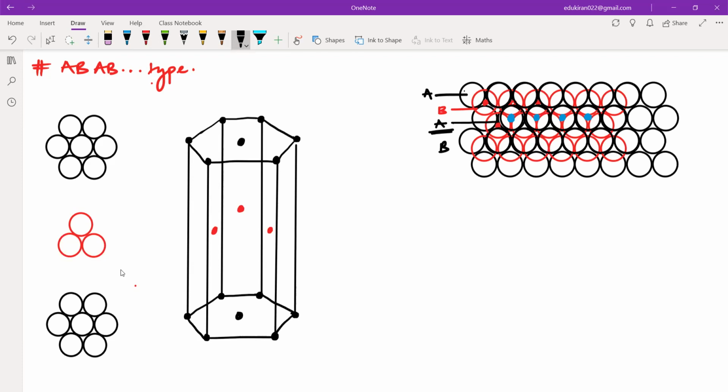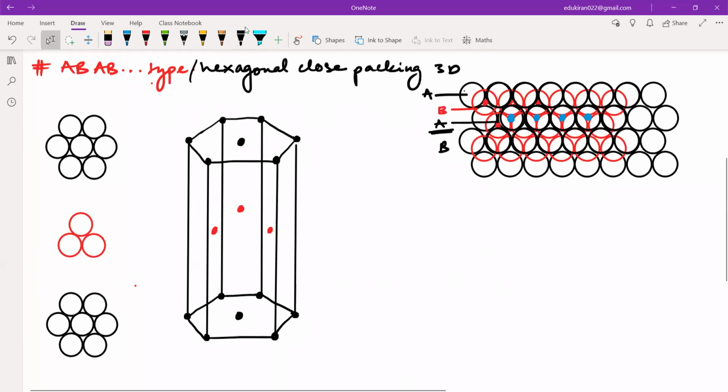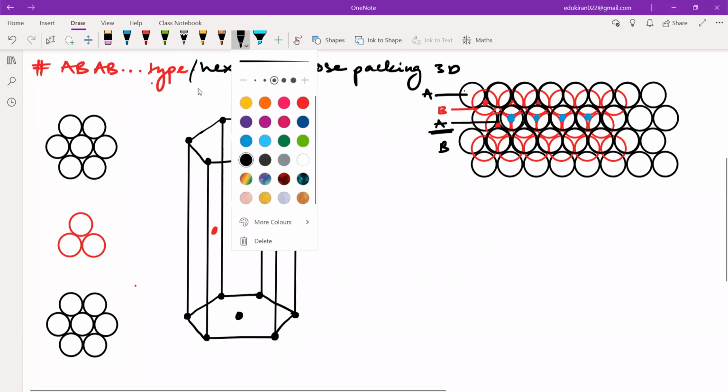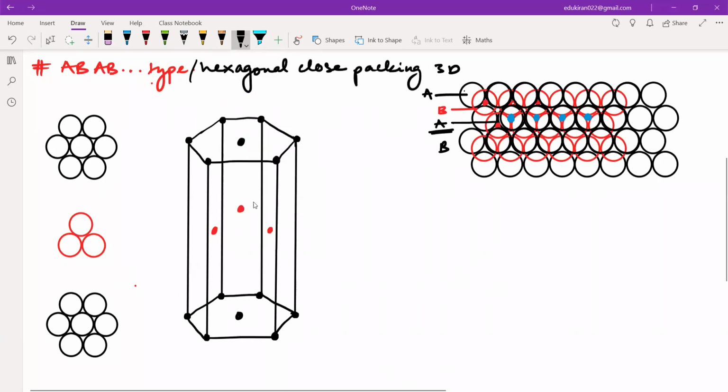Now this packing is known as HCP packing in 3D, hexagonal close packing in 3D, because it has a hexagonal type of unit cell. So please make this whole packing. Raise your hand when you are done. Then we will look at its coordination number, the Z of this unit cell. We will also look at the packing efficiency.